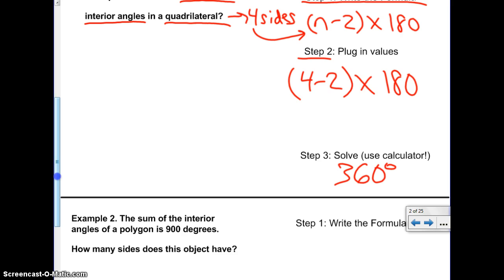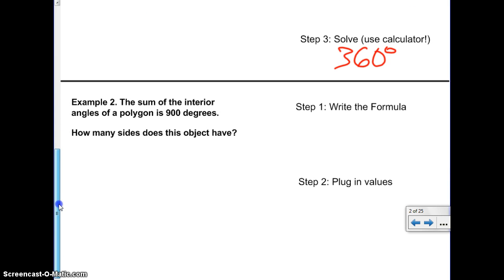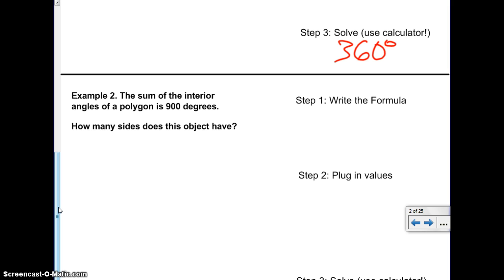All right. Number 2, it might get a little harder. Number 2 says the sum of the interior angles of a polygon is 900 degrees. How many sides does the object have? So here we're looking for the sides, but it's still a sum of interior angles problem. So the formula we're going to use is still that n minus 2 times 180. Now, the question here is, it gives us what that equals. It equals 900 degrees.